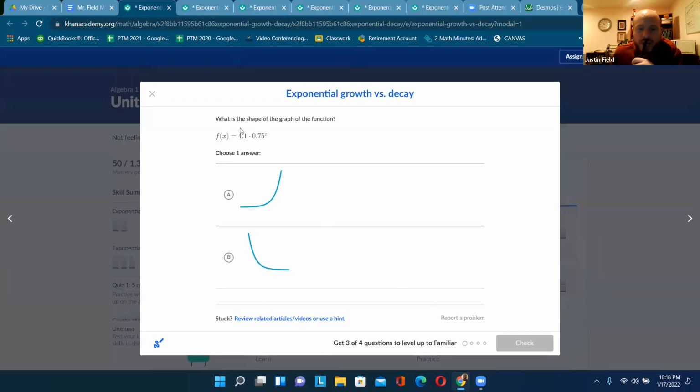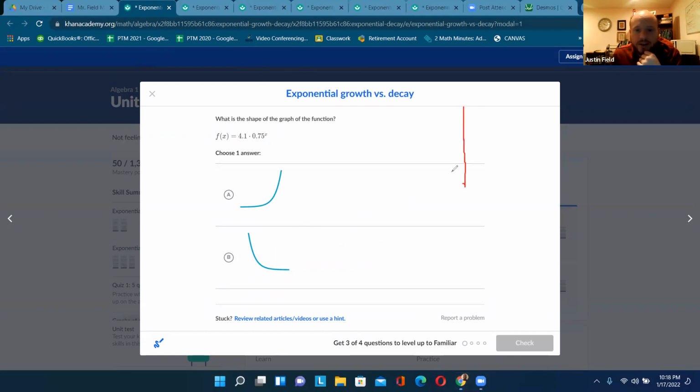So now we're going to talk about exponential decay. Exponential decay starts high and goes low, slower and slower. So this is decay. And then growth starts low and goes high.